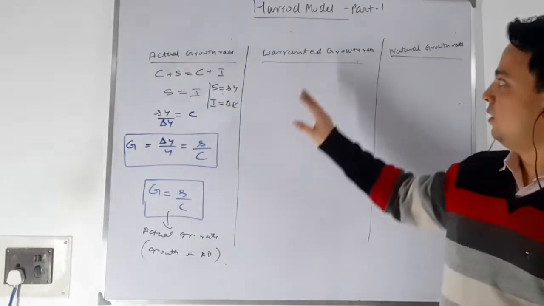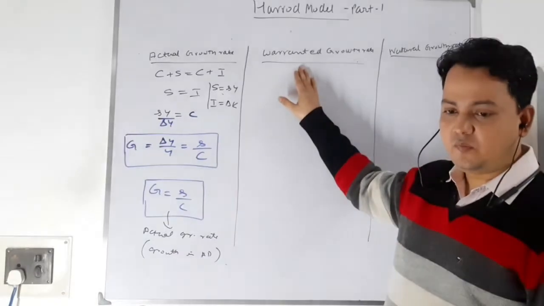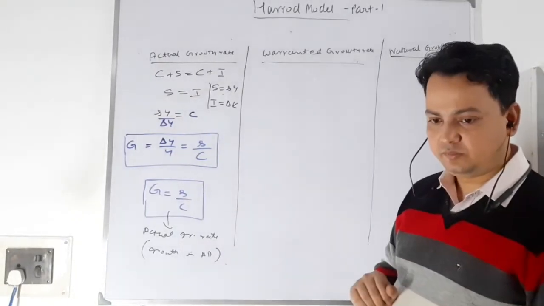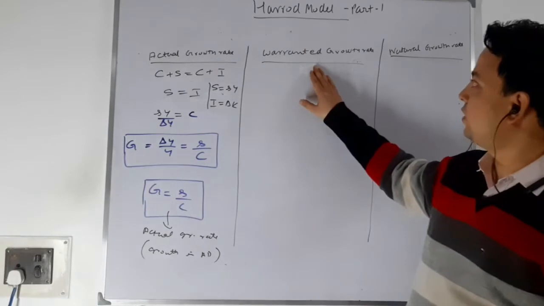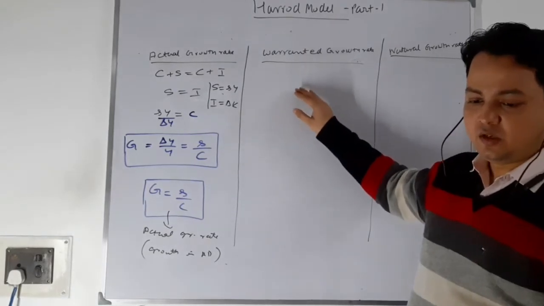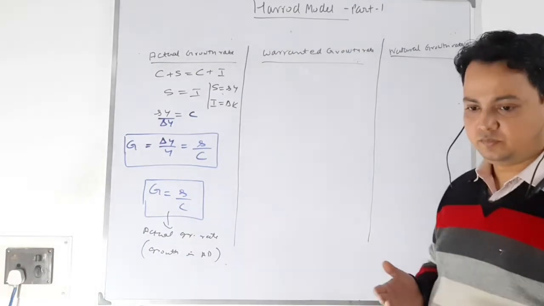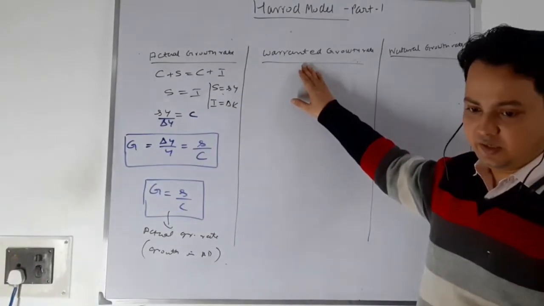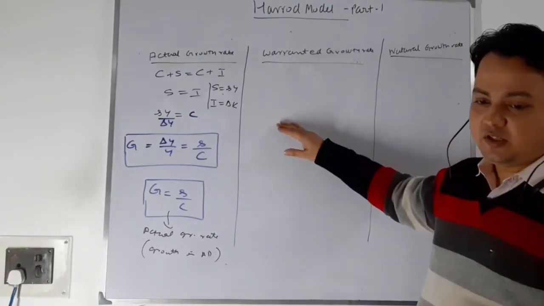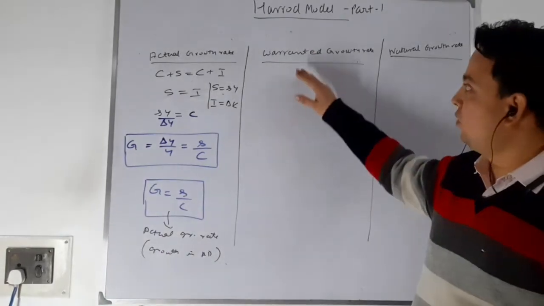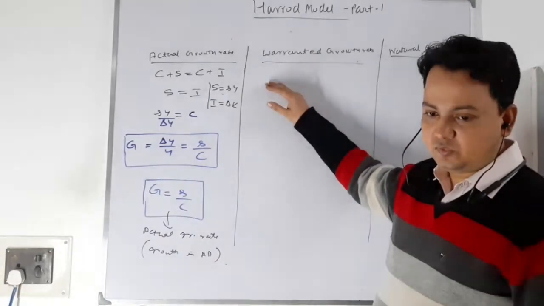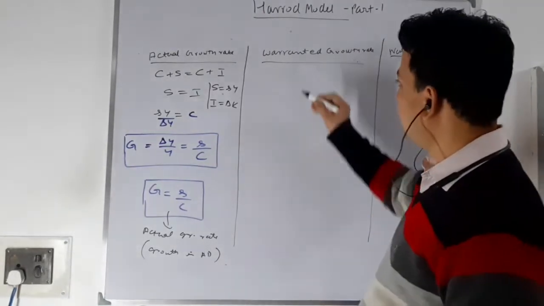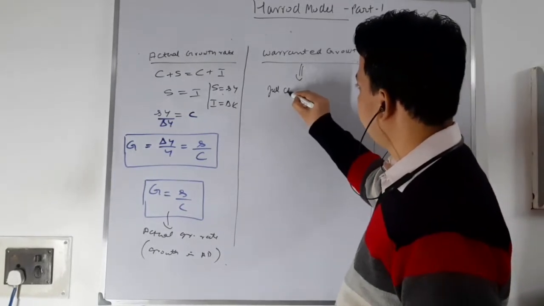Now, the second growth rate that we are going to look at is the warranted growth rate. It is the growth rate at which producers are content with what they are producing. Let me repeat. What is the warranted growth rate? It is that growth rate at which producers are content with what they are producing. Why are they content? Because they are utilizing the capacity fully. When the economy is growing at this rate, then the economy is utilizing capacity fully. So it is that growth rate where the economy utilizes its capacity fully. So here you can get full capacity utilization.